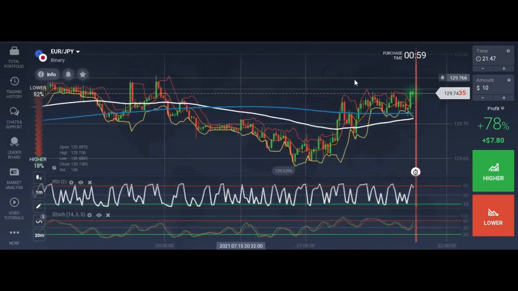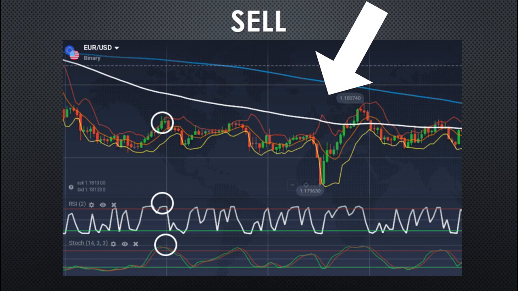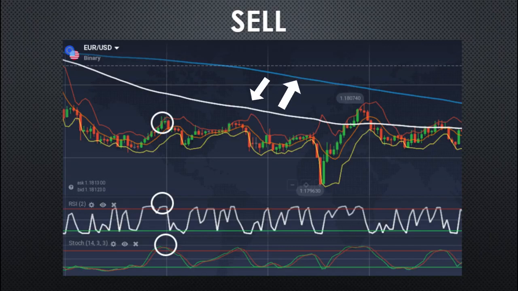There are two ways to apply this strategy. Sell if the white EMA moving average is below the blue SMA moving average. It means that the market is going to be in a downtrend. Then we are going to carry out operations to the downside, that is, to sell. Two important tips are: the two moving averages should be as far apart as possible, and also the candles should be as far as possible from the moving averages, both the EMA and the SMA.